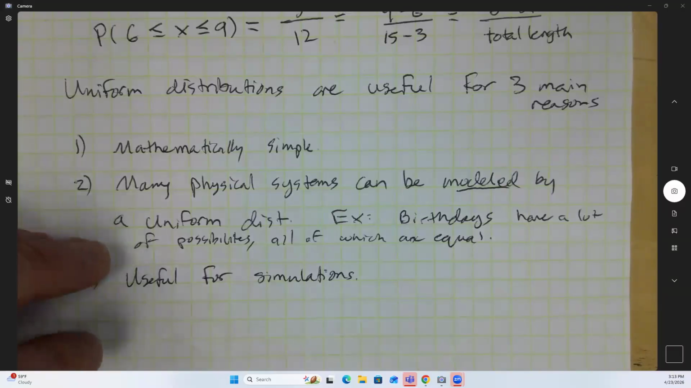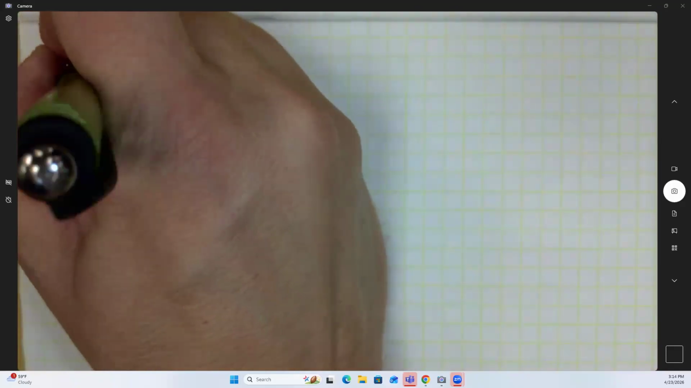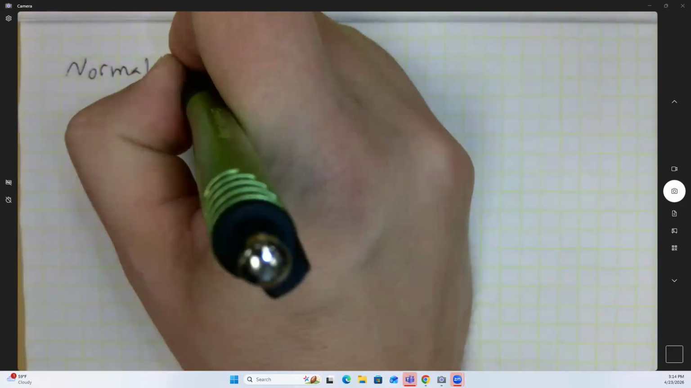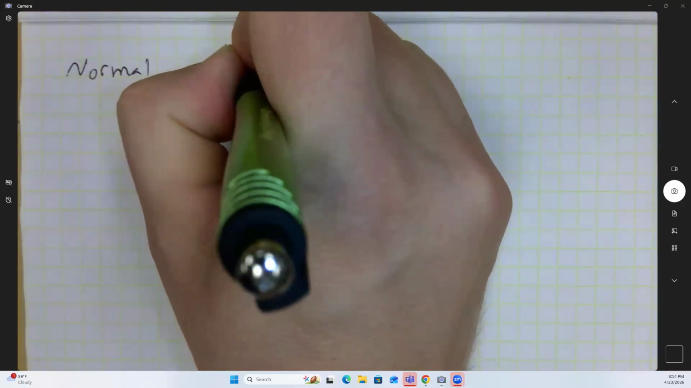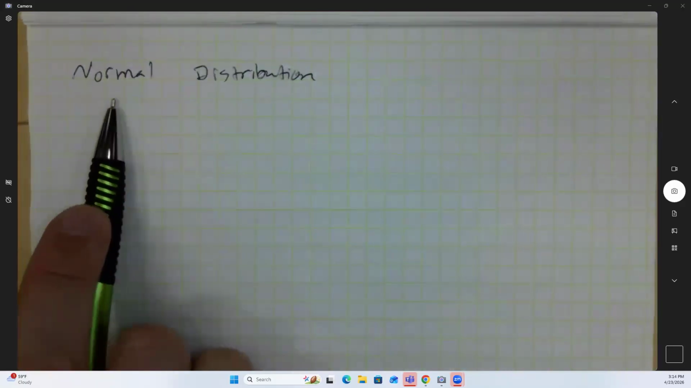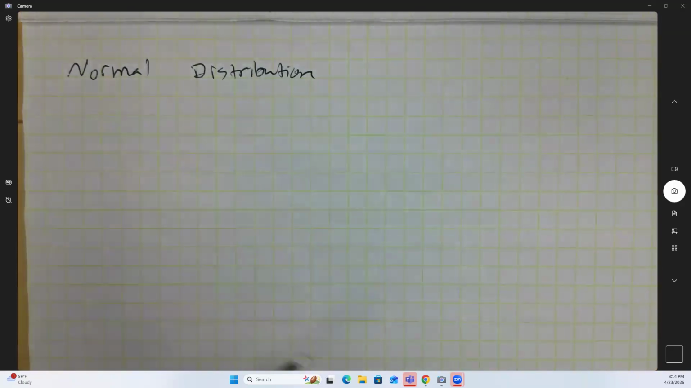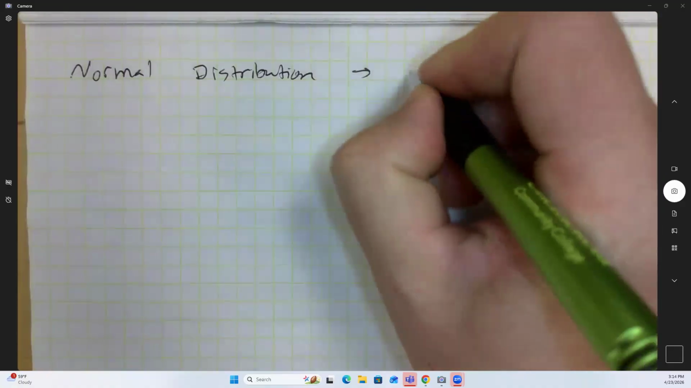Okay, that's uniform distribution. That's about all we're going to investigate with uniform distribution, some basic probability calculations. The distribution that does all the heavy lifting in statistics is called a normal distribution. The word normal doesn't mean other distributions are weird or abnormal. Normal distribution here means it's a bell curve.